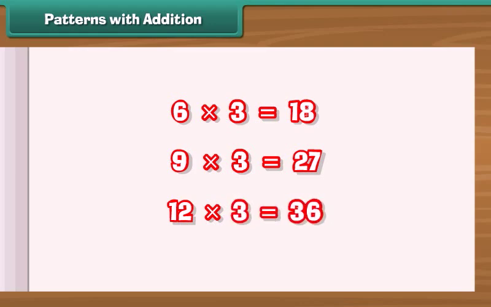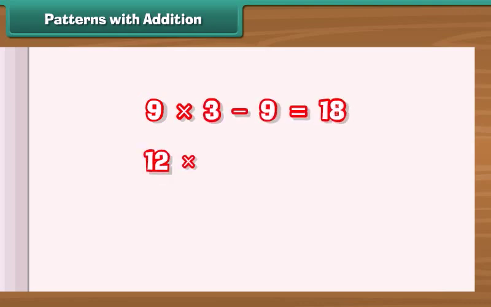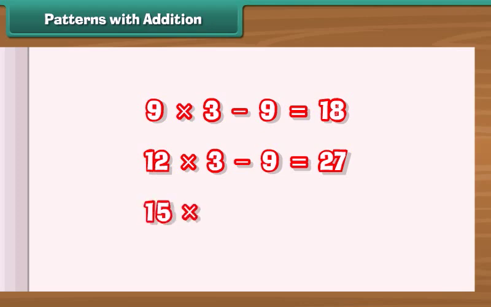There is one more interesting fact. Each sum is 9 less than thrice the last term. 9 into 3 minus 9 is 18. 12 into 3 minus 9 is 27. 15 into 3 minus 9 is 36.